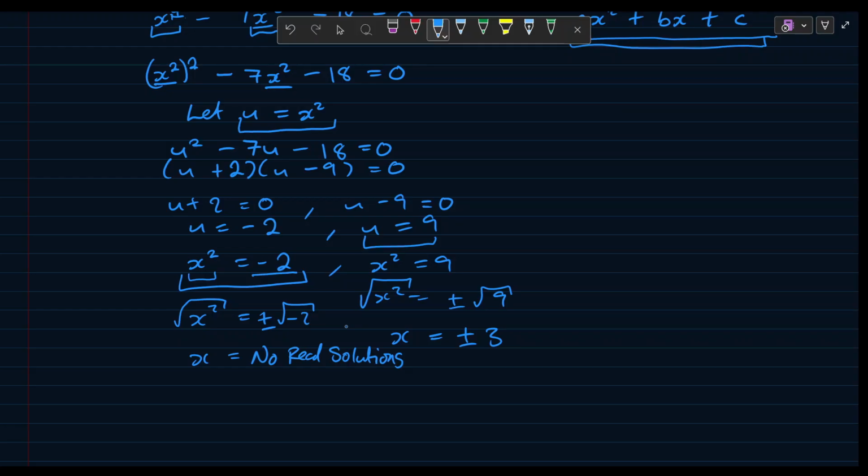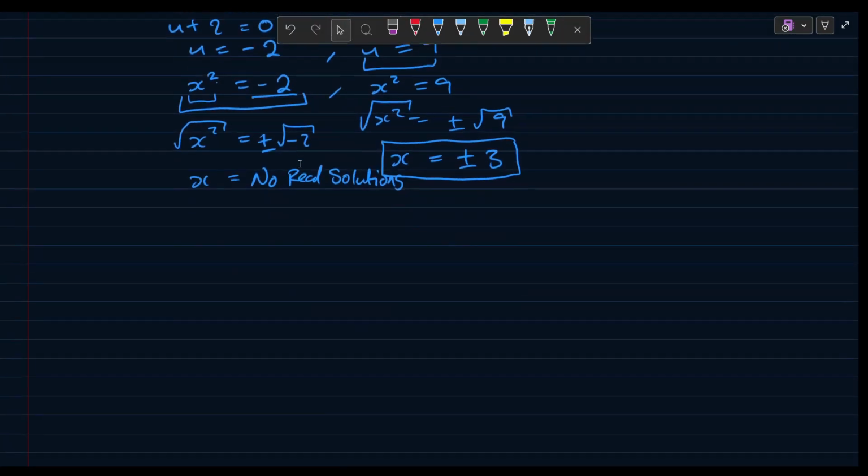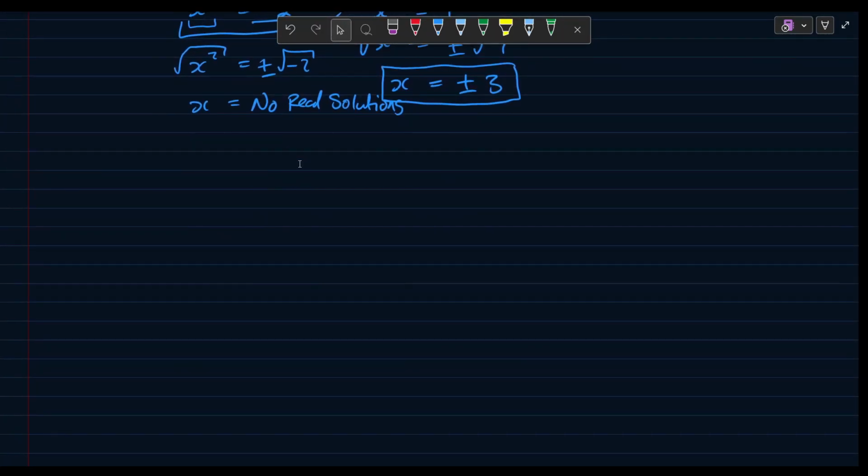So the solutions that we get are x is equal to plus or minus 3. Because we had x squared is equal to negative 2, we know that there's no real number that we can square and get a negative result, so that equation yields no real solutions. Alright, so let's look at another example of a hidden quadratic.